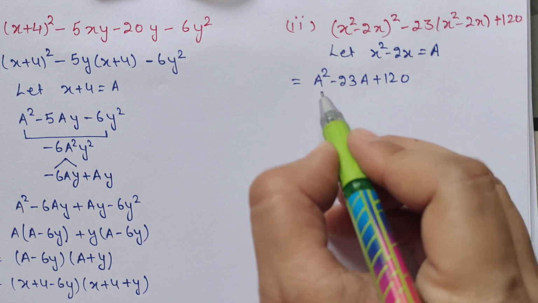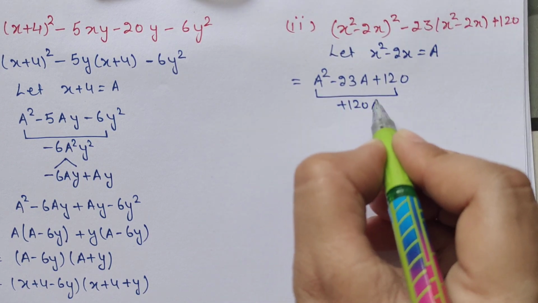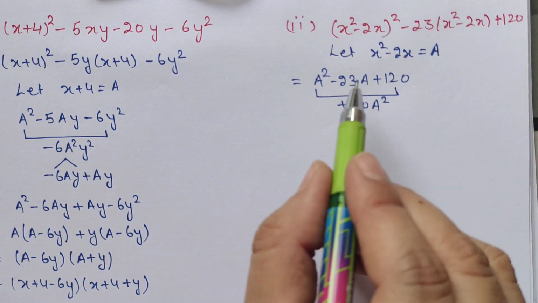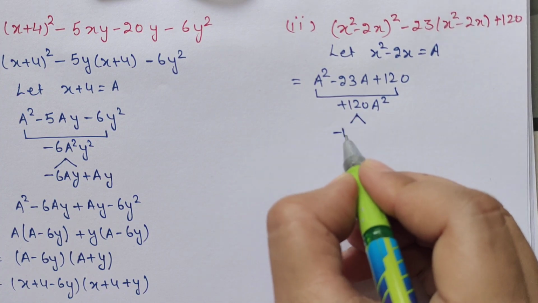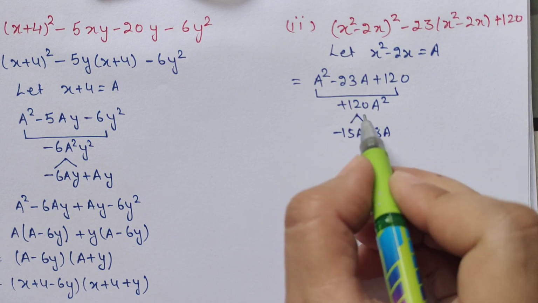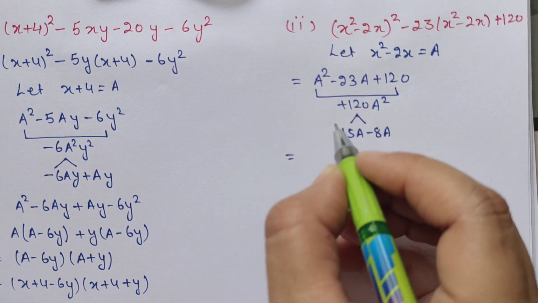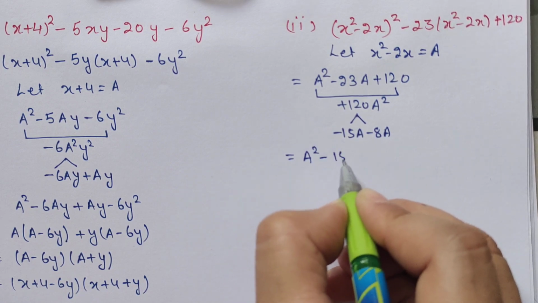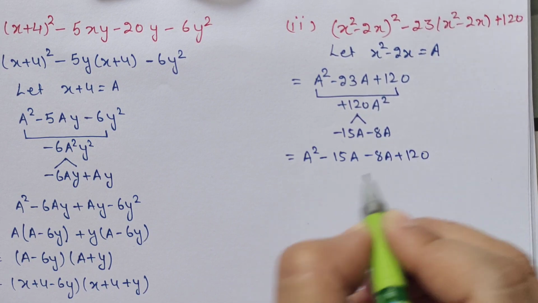First we will do the factorization. Multiply first and last: plus 120a². We have to find factors of 120 such that after addition, −23 will come. So the factors will be −15a and −8a. 15 into 8 is 120, and −15 − 8 is −23. Replace it in the middle term: a² − 15a − 8a + 120.